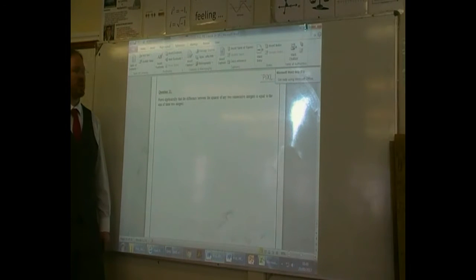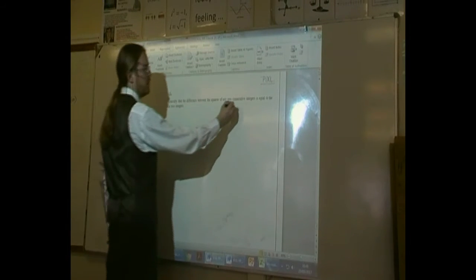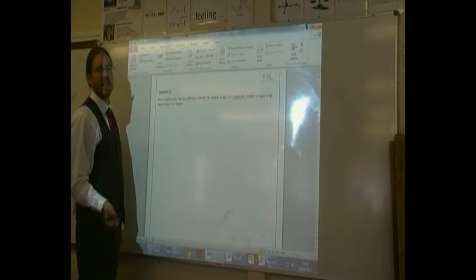Finally, we've got question 22. Prove algebraically that the difference between the squares of any two consecutive integers is equal to the sum of those two integers. Now, I hate prove it questions, but this one doesn't look too bad, so let's give it a go. The fact that they are consecutive makes it a little bit easier.